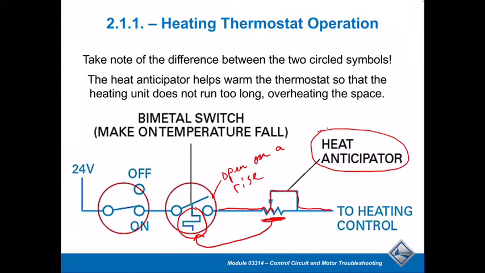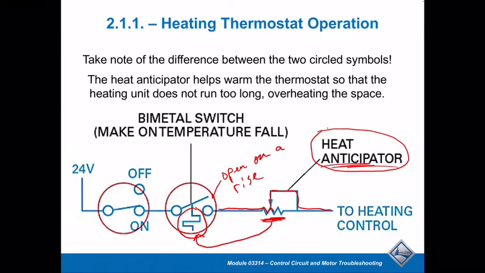So they want to try to prevent it from running an excessively long time period, so you're not overshooting the set point, and then you wait for it to cool down below the set point to the differential, and then all of a sudden it kicks back in, and then you have to wait for it to go beyond the set point. They're trying to minimize that, and that's the job of the anticipator.